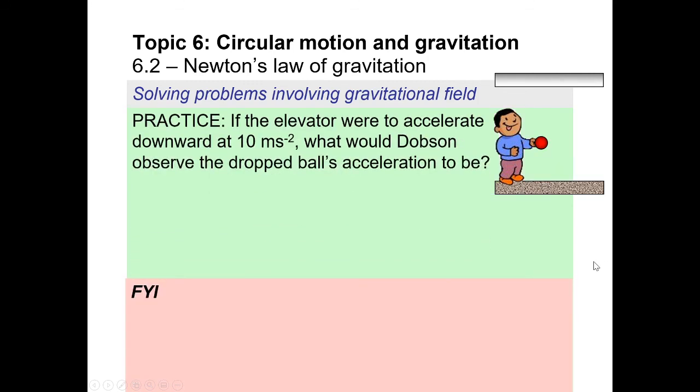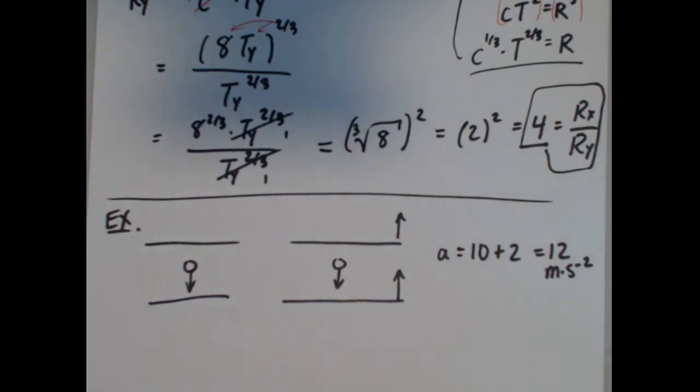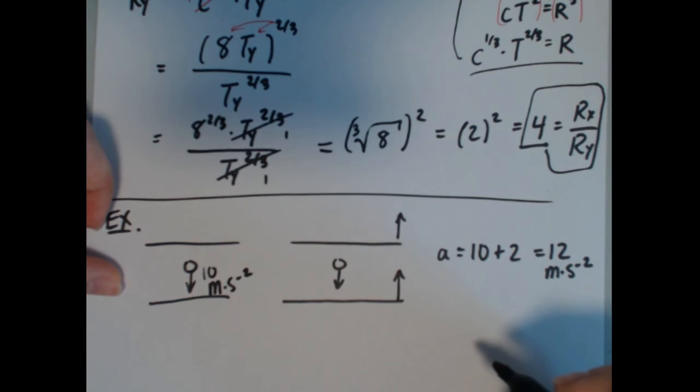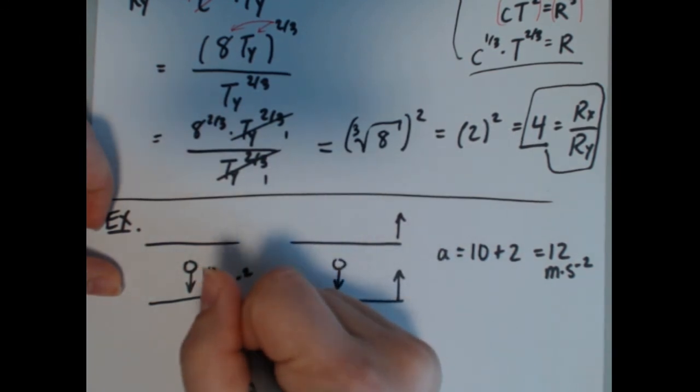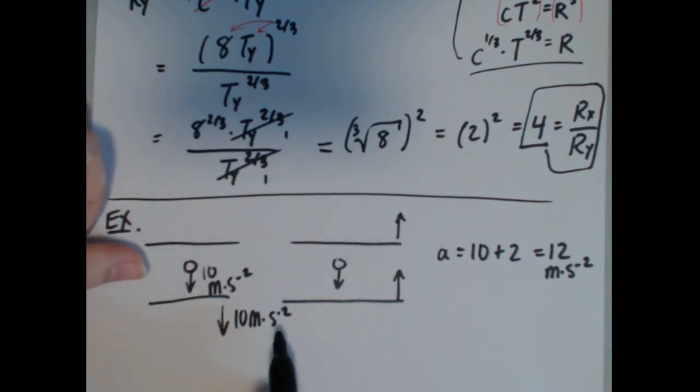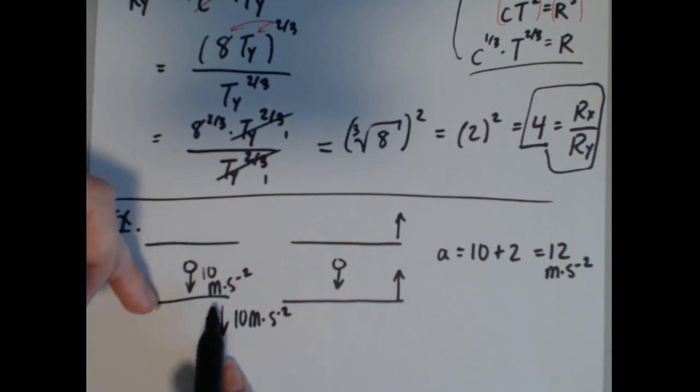Next, practice. If the elevator were to accelerate downward at 10 meters per second squared, what would Dobson observe the dropped ball's acceleration to be? So again, going back to this, the ball we know is accelerating down at 10 meters per second squared. If now the floor is also accelerating down at 10 meters per second squared, how is the ball ever going to reach the floor? They're both going to increase in speed at the same interval in time. Every second, their speed will keep increasing. So the ball should never catch up with the floor.